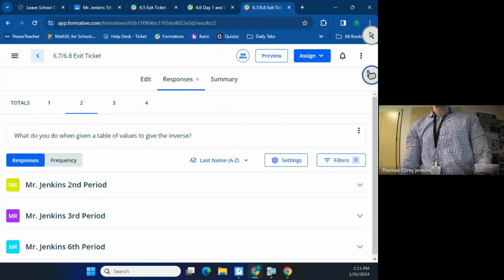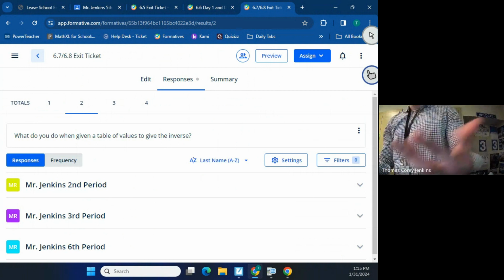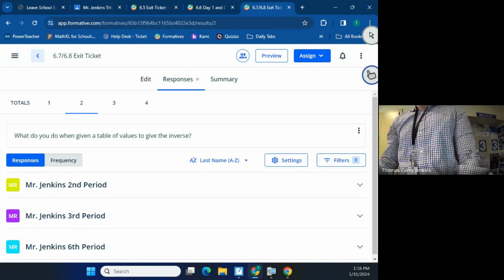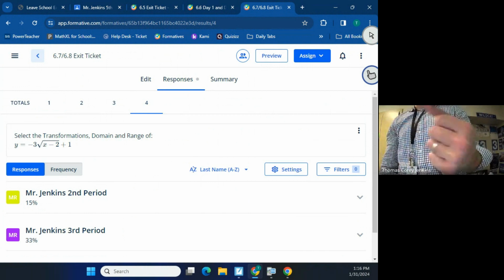Okay, so just in case you had trouble with this one, I'm assuming you're fine. It says, how do you know when a given table of values gives the inverse? How can you tell when tables are inverses? I think is what that's supposed to say. But you would know when X's and Y's are flip-flopped, something like that. Okay, I'm assuming you guys did fine on that. I just didn't grade it. Number 4, though, you did not do well on, so let's look at that.